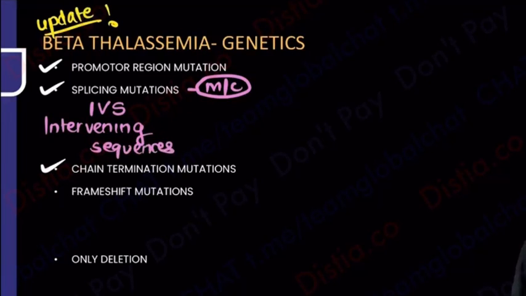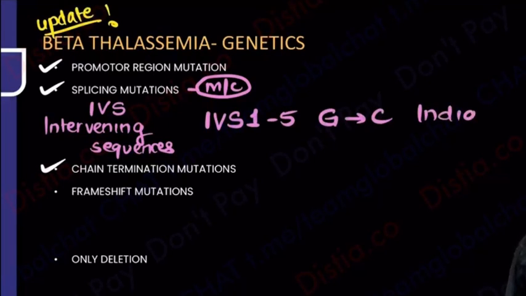So remember, the mutation in the intervening sequence, you have to memorize it a little. IVS 15 G2C is what we see in India. In India, the most common is intervening sequence 15 codon G nucleotide changes to C nucleotide. So remember IVS 15 GC, that is what you have in India. Very, very important thing that you have in beta thalassemia. Most important mutation, most common mutation.